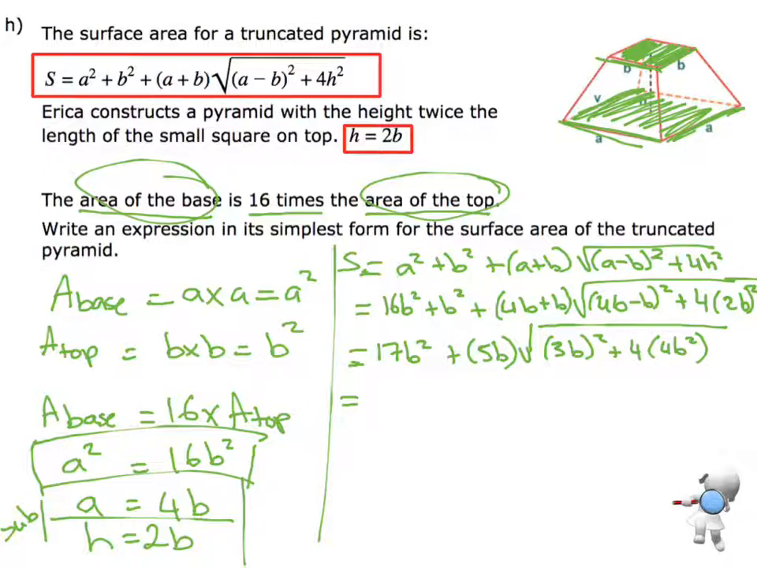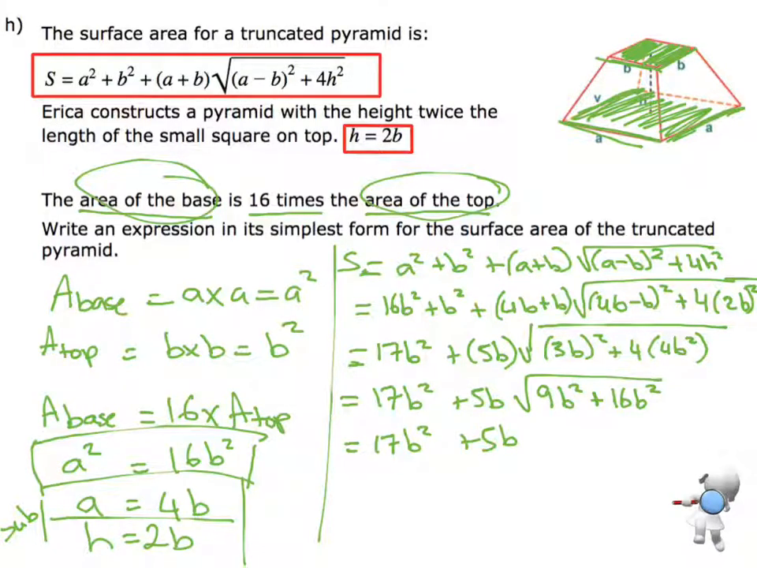Okay, let's keep simplifying. 17B squared plus 5B times the square root. Now 3B all squared, 3 squared is 9 and B squared, plus 4 times 4B squared, so 4 times 4 is 16B squared. I'm still simplifying the stuff under the square root here. Now 9B squared plus 16B squared is 25B squared. Oh, that's quite nice, isn't it? The square root of 25 is 5, and the square root of B squared is B. So that's going to simplify to 5B.